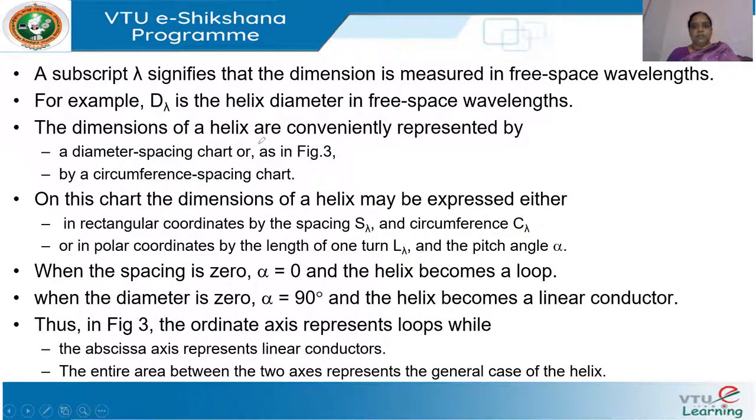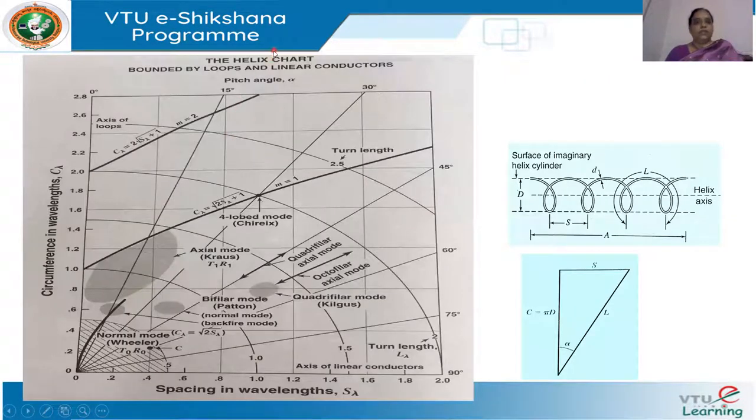But let us look into the helix chart as a brief recap. The helix chart, as you know, is represented on the x-axis by the turn spacing. So this is S, the spacing between the turns. So the x-axis is the turn spacing in terms of lambda. This is your abscissa axis. Then on the y-axis, or the ordinate axis, you have the circumference C lambda.